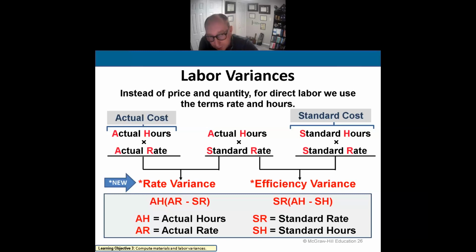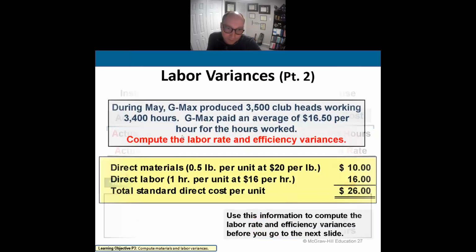So again, to find your actual cost, actual hours times actual rate. To find your standard cost, standard hours times standard rate. And we use actual hours times standard rate to find the variances. Let's take a look at our example.